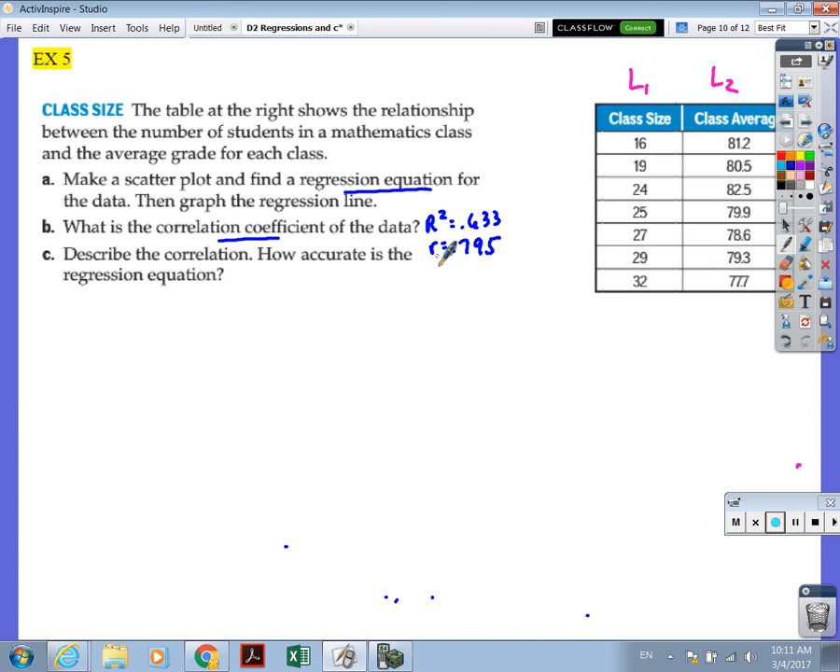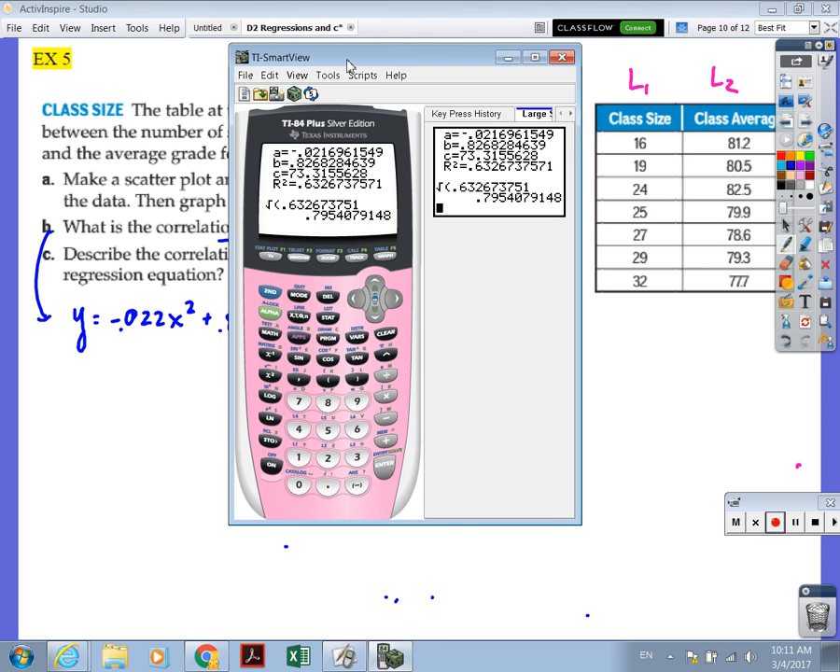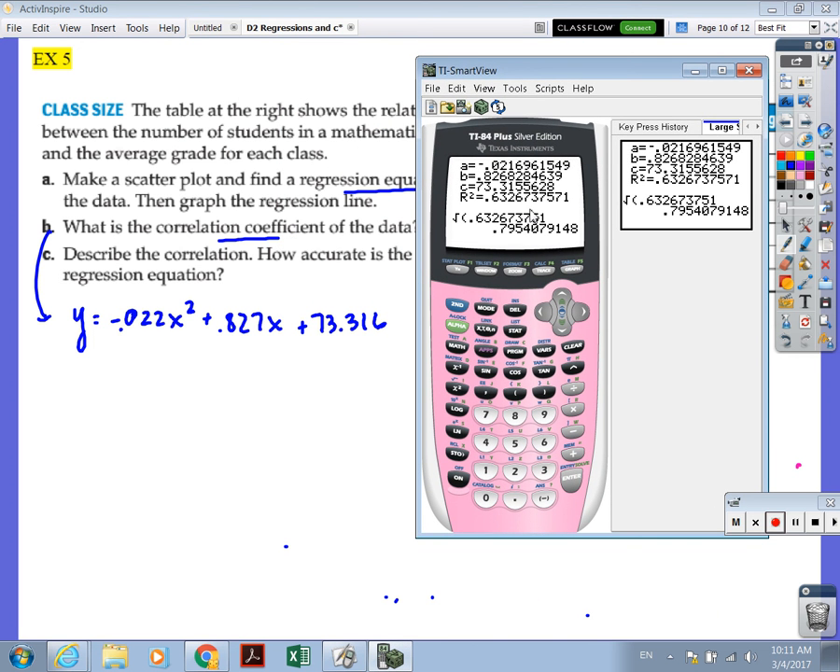And when I look at the actual equation that they're looking for, you have to make sure you're writing it down with the correct rounding. So I'll write it down. 0.022 is the coefficient on x squared, that's your A. 0.827 is the coefficient on x, and 73.316. And again, that's coming from the equation in the calculator with your rounding going in.